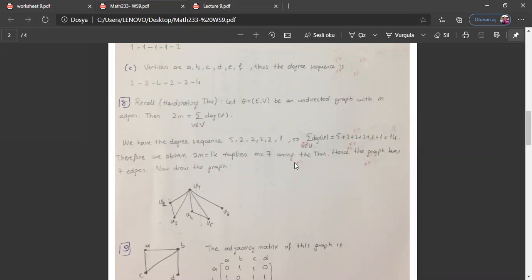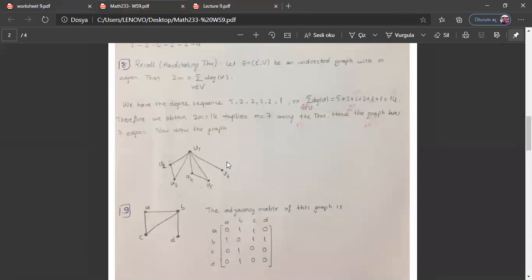Now the only thing we need to do is to draw the graph. We start. We know there are how many vertices? We have 1, 2, 3, 4, 5, 6. We need to have 6 vertices. So first I note them: V1, V2, V3.